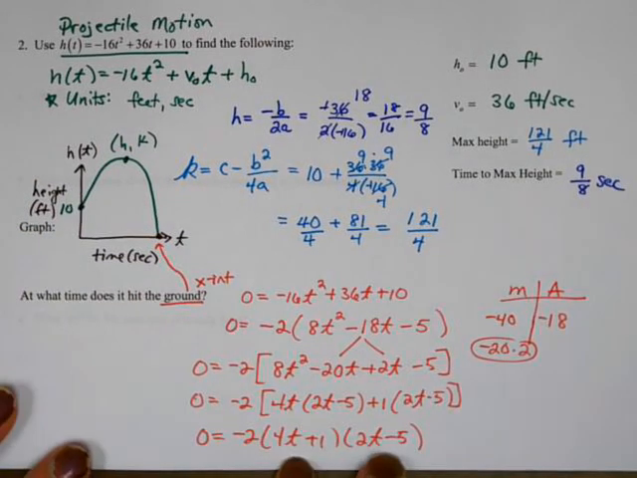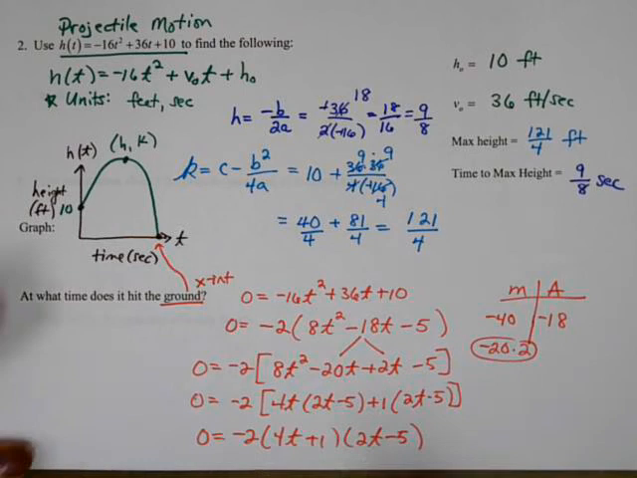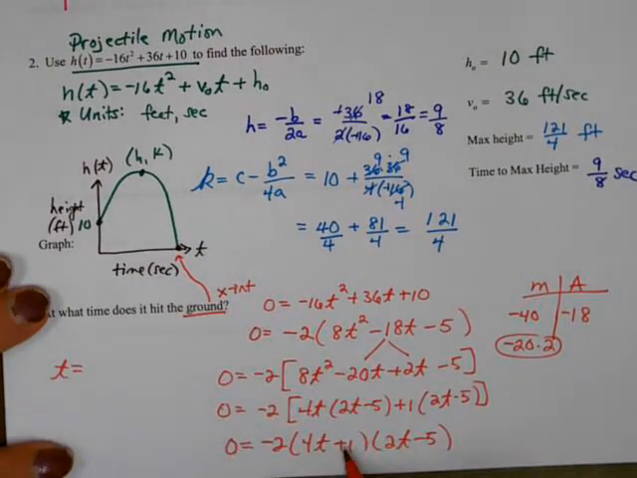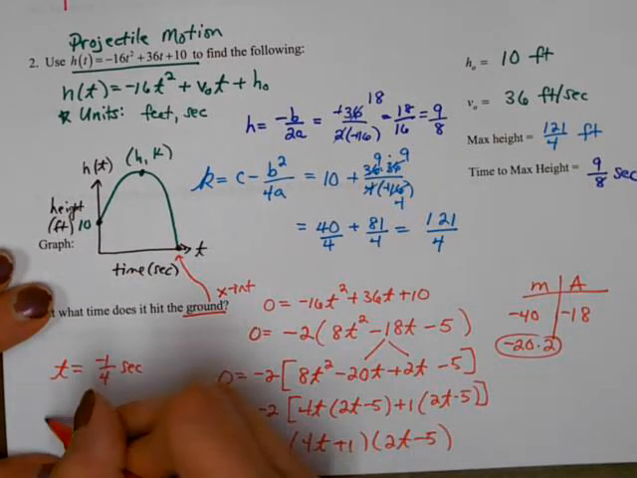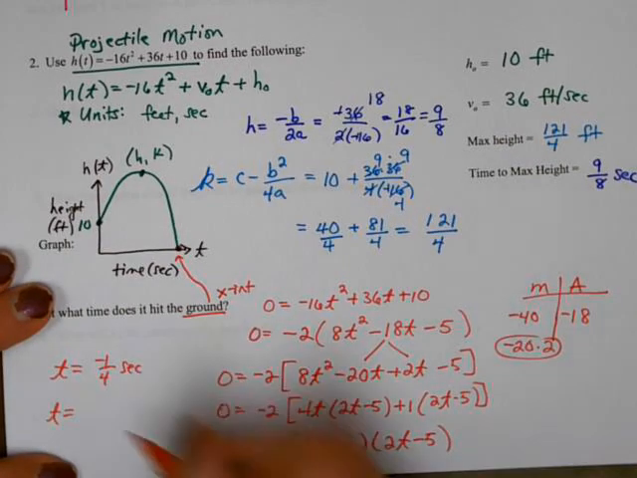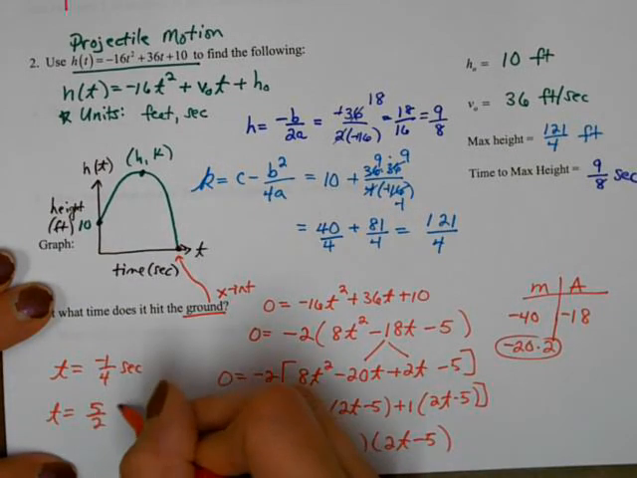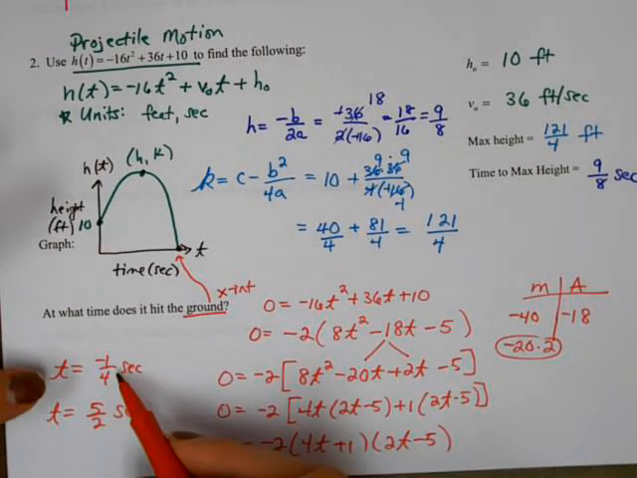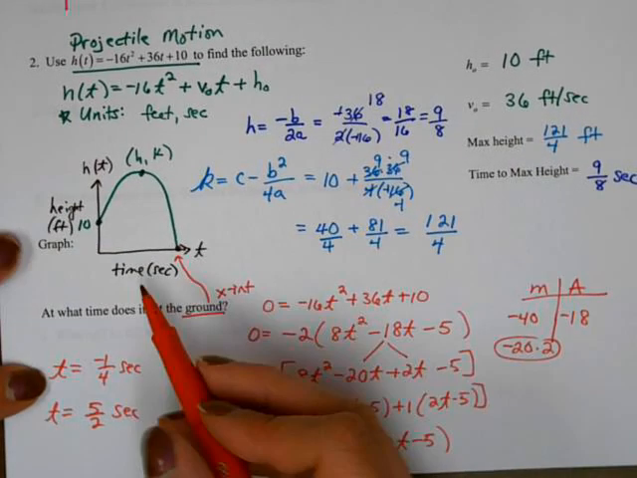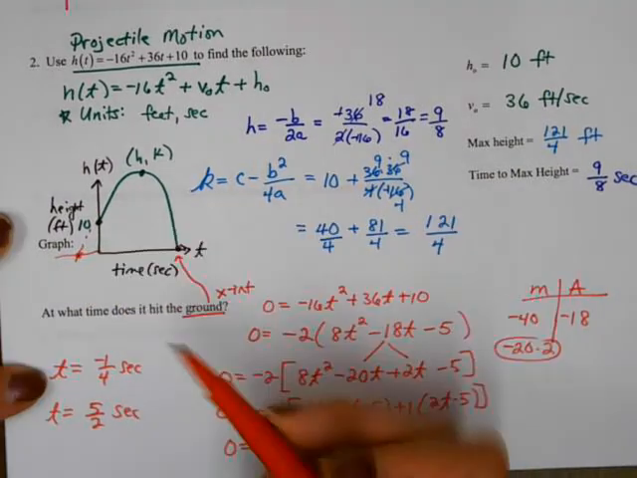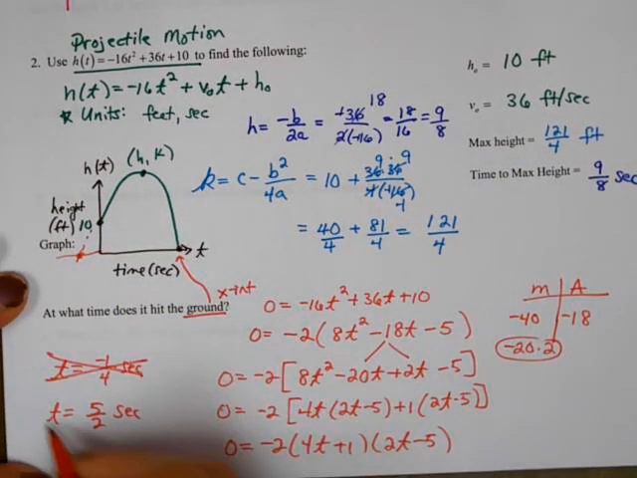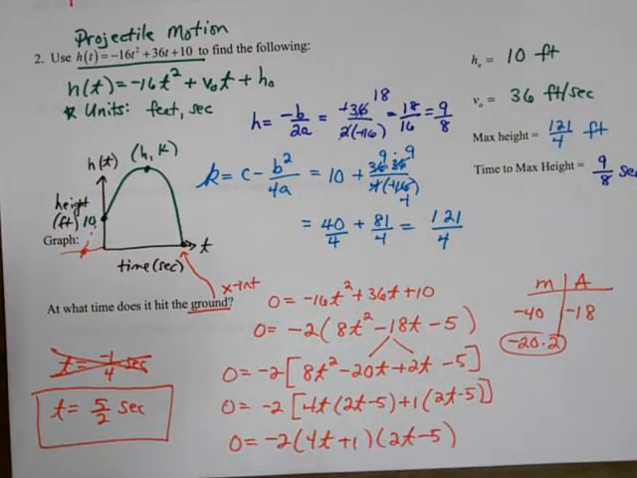So it looks like I'm getting two answers for t. I'm getting t equals negative 1/4 seconds, and I'm getting time is 5/2 seconds. Wait, I can't go back in time. Oh, I know what that is. That's this answer over here. That one does not make sense. So it must hit the ground at 2.5 seconds. That's the one that makes sense.